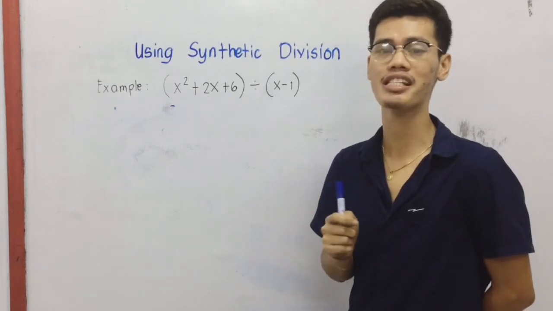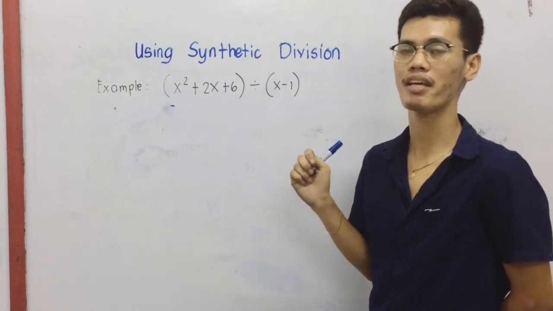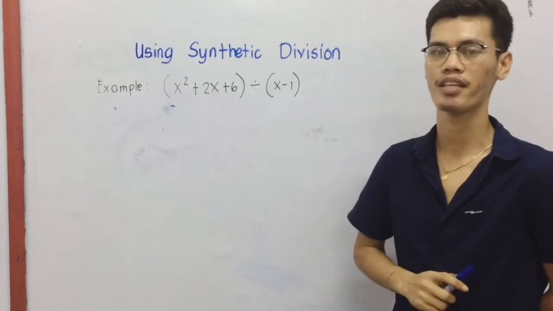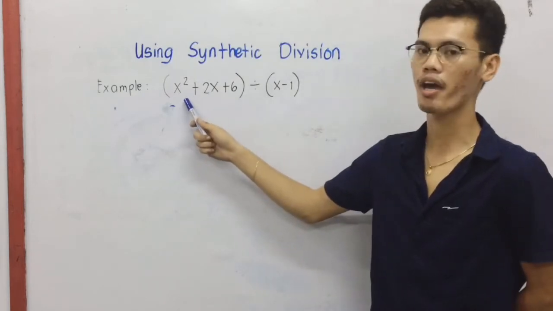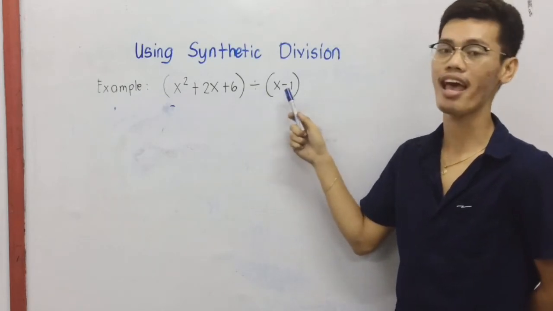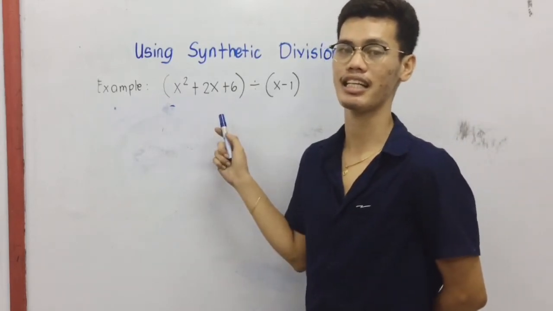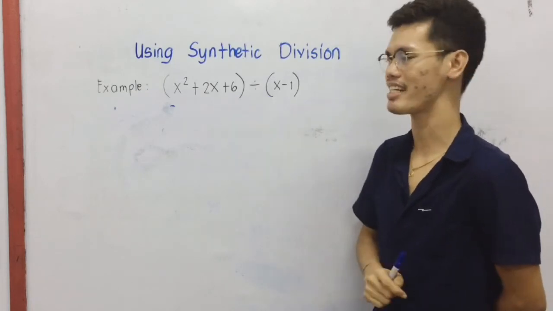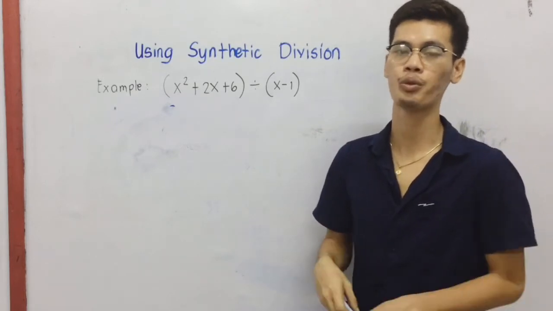After detaching coefficients of your dividend, we'll have to proceed manipulating your divisor, meaning we have to find the value of x of your divisor. So let's try to use this given example. We have x squared plus 2x plus 6, divided by x minus 1. First is to see to it that your dividend is in standard form. Is it in standard form? Yes, it is. Then we'll proceed to the second step, detaching the coefficients.